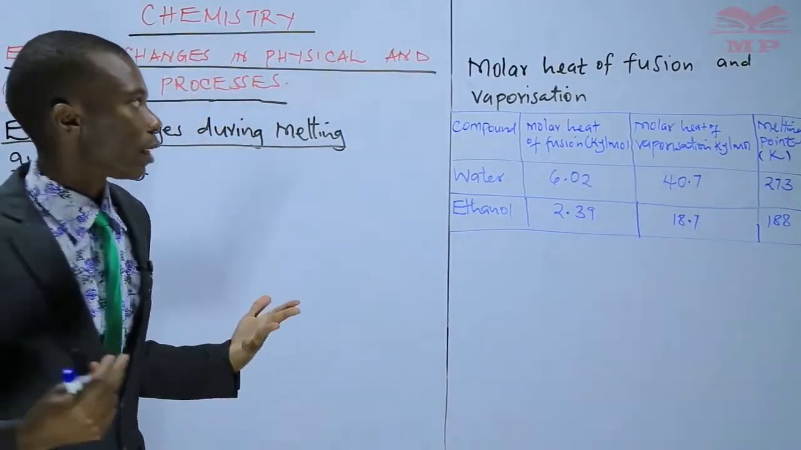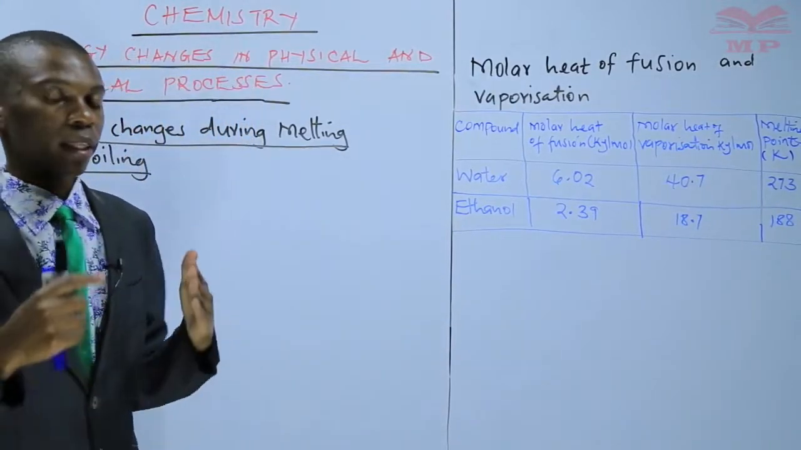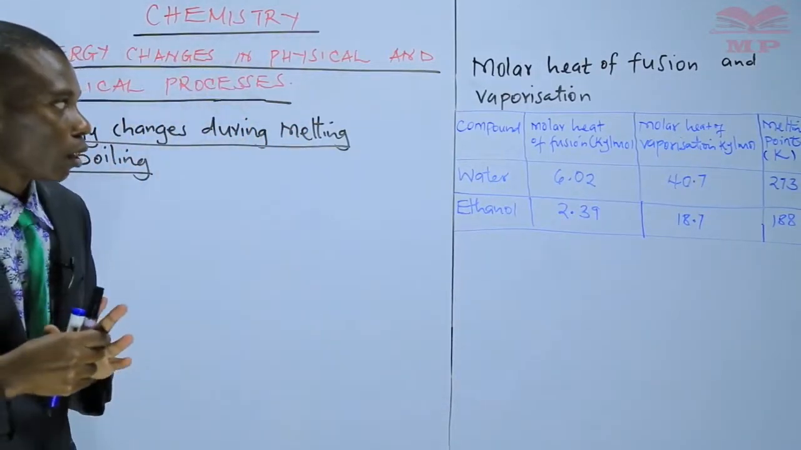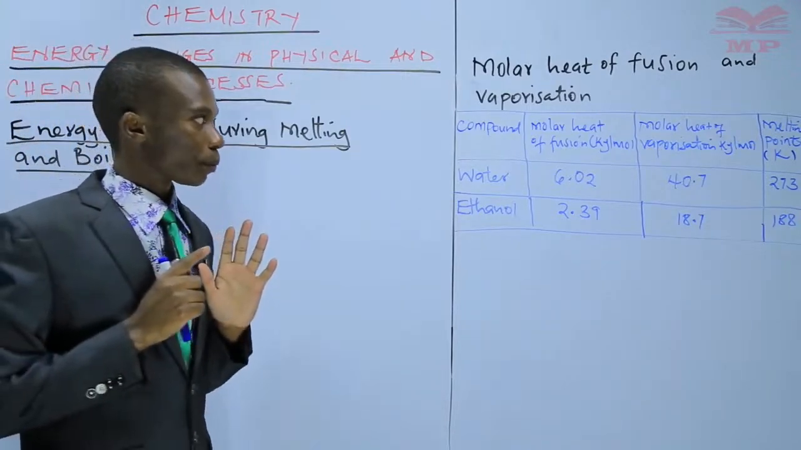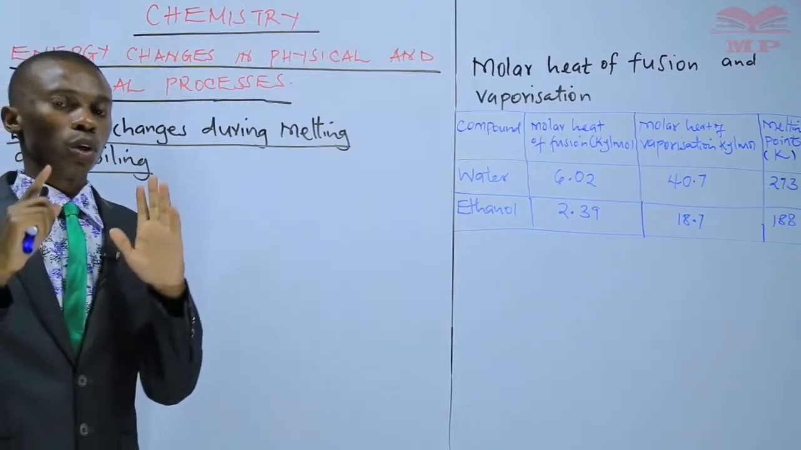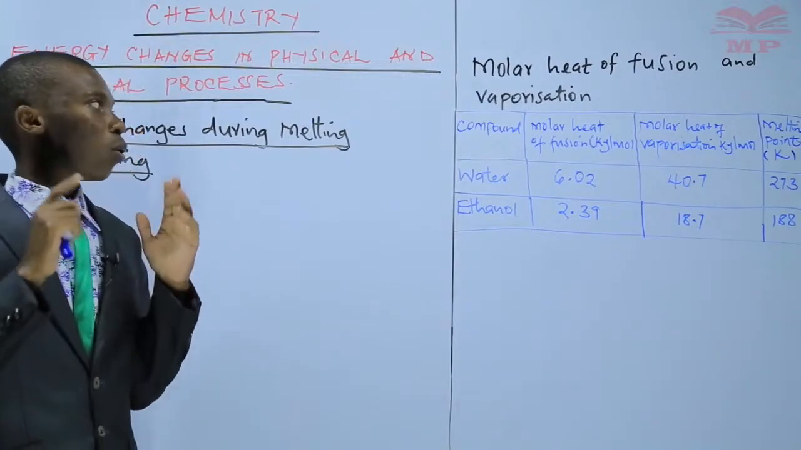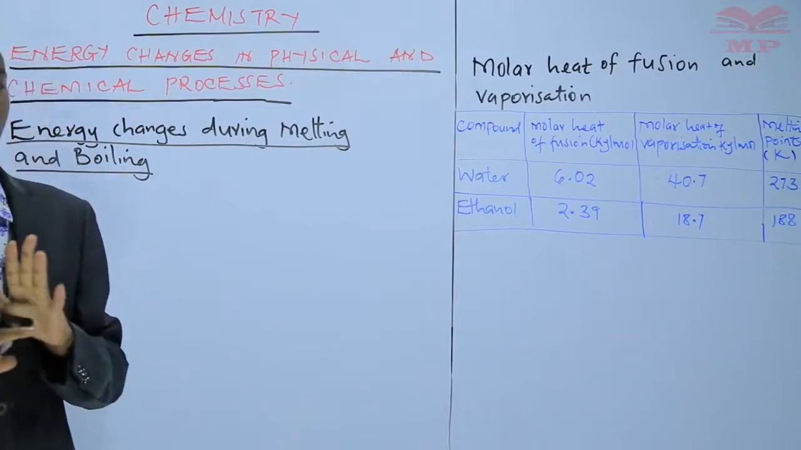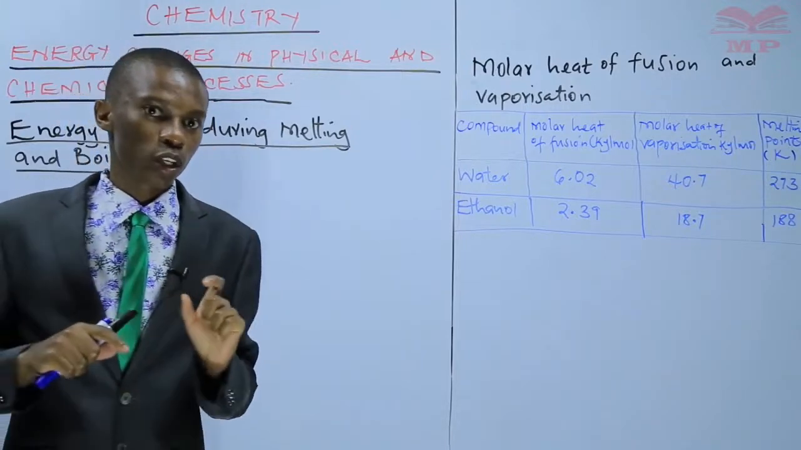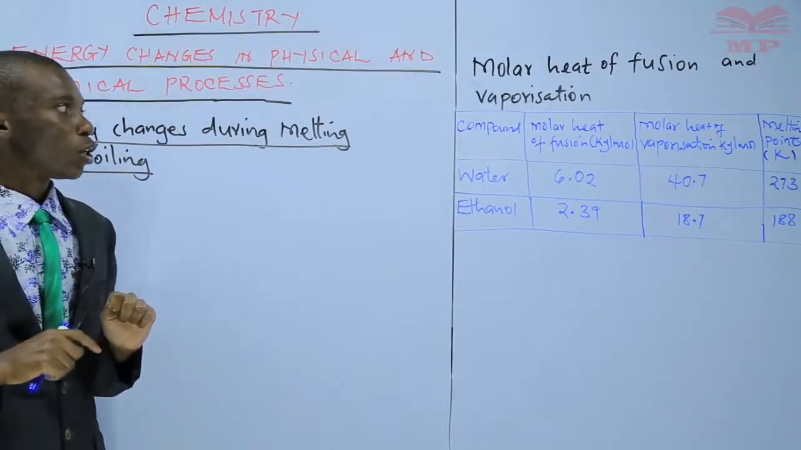So just like in the molar heat of fusion, in the molar heat of vaporization also, the higher the molar heat of vaporization, the higher the melting point of that substance. That is what I wanted you to understand very well in this topic. So you should be able to explain the relationship between, one, molar heat of fusion and the melting point, and second, molar heat of vaporization and the melting point. That relationship, you should get it so clearly.